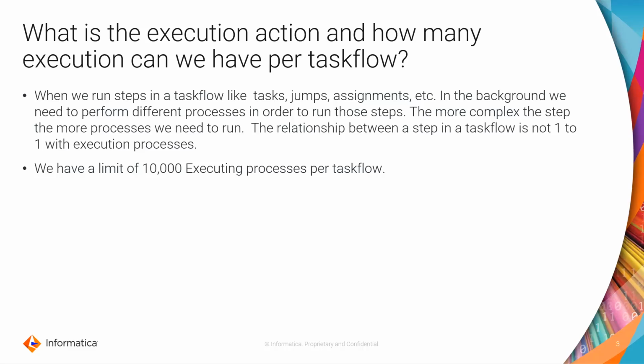So we don't have a relationship of one step is equal to one execution process. It's not like that. It's not one-to-one. The more complex the step, the more execution process we will need to run in the backend. We have a limit of 10,000 execution processes per Taskflow, so you need to be aware and keep in mind this one every time that you design your Taskflows.